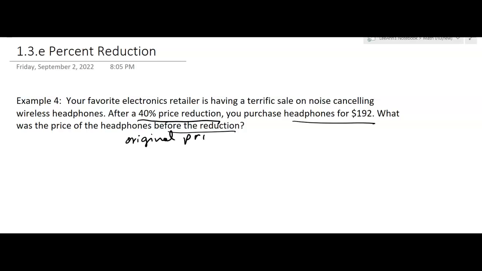Now, when you're doing a sales reduction or a sales markup, the percentage is always based on the original price. Okay, so let's call the original price X. And so what we're going to do is have the original price, and then subtract 40%. We're getting 40% off, right? After a 40% reduction, 40% of that original price. That's going to give us the sales price, which is $192. This is the sale price.